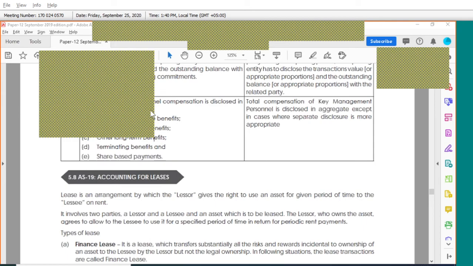Just share your views. P&L debit, from Sweta. What about others? Debit, debtor. What is that? I don't understand. DR means what? Debtor. What is that? Debit. Debit to the P&L account. Okay.